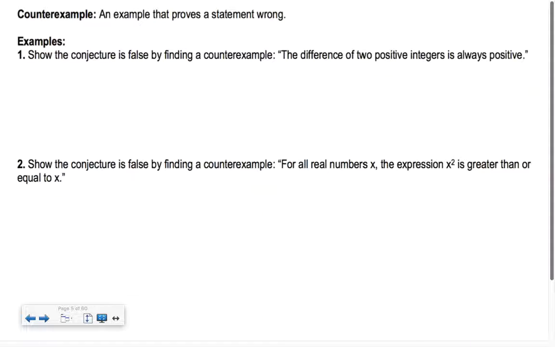All right, so a counterexample. A counterexample is an example that proves a statement wrong. Sometimes you make guesses and your guesses aren't right. A common one that I always show my Algebra 2 students is the pattern 1, 2, 4, ... If I leave that pattern like that, there are several different things I could have as the pattern. So what's one guess as to the next number?